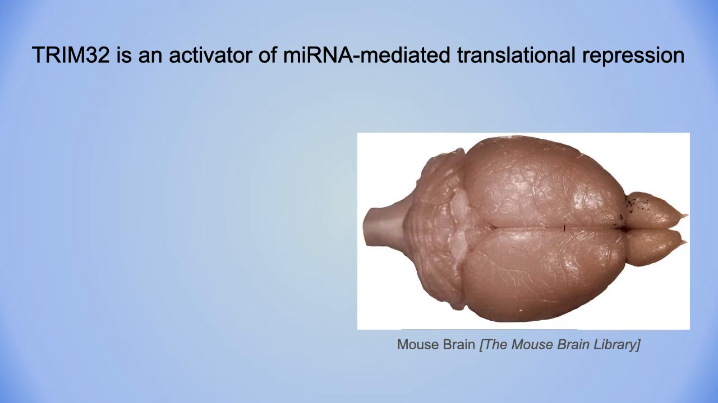TRIM32 suppresses proliferation and induces neuronal differentiation in neuronal stem cells from embryonic and adult mouse brains. TRIM32 binds directly to the microRNA-associated proteins of the Argonaute family, leading to enhanced activity of specific microRNAs, including LET7A.